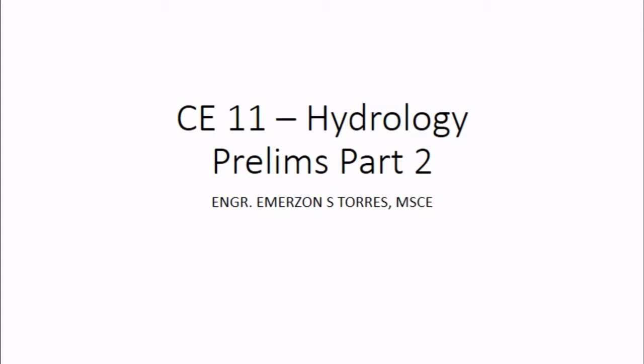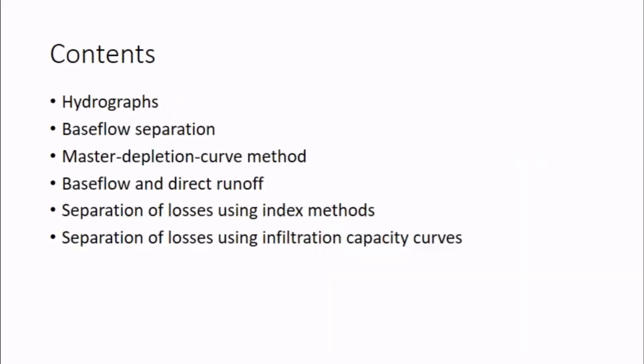Okay, so in Part 1, recall lang tayo, na-discuss natin yung precipitation, yung pag-estimate ng missing data, and then pag-convert ng point rainfall data into aerial data using station average, isohyetal, and Thiessen polygon methods. So, the same reference. For this one, medyo mas mahaba to.